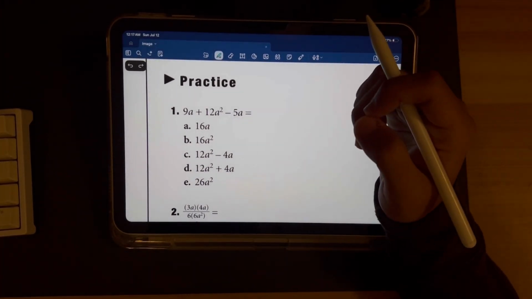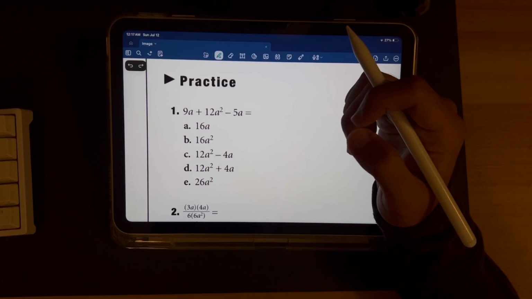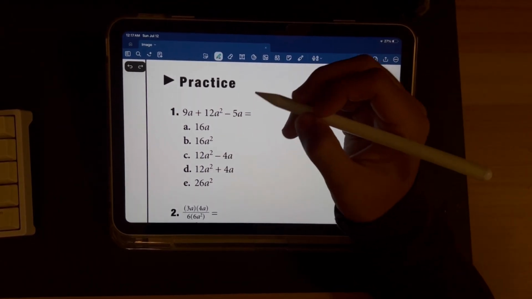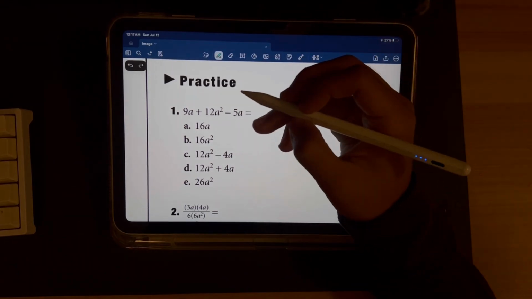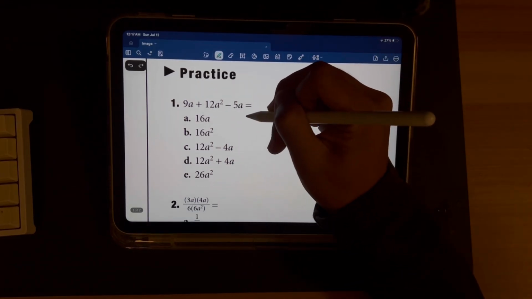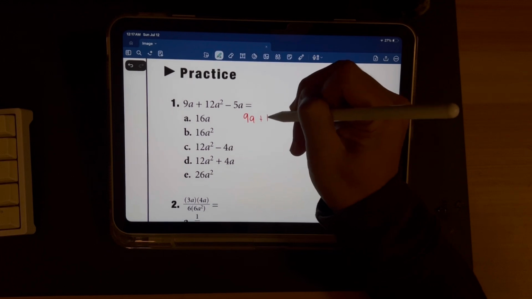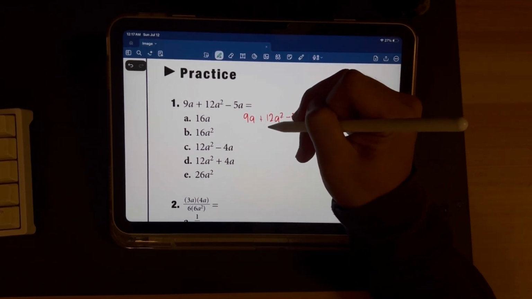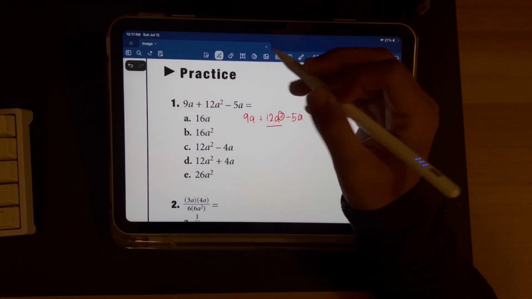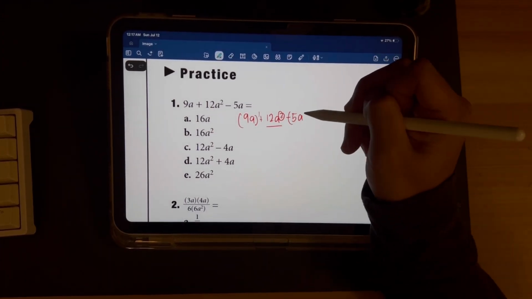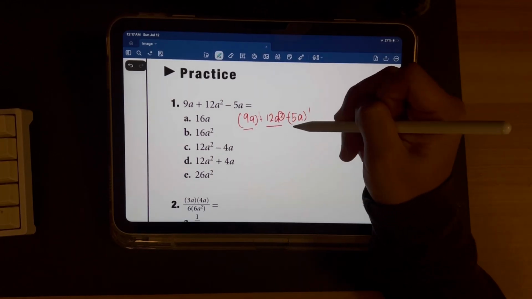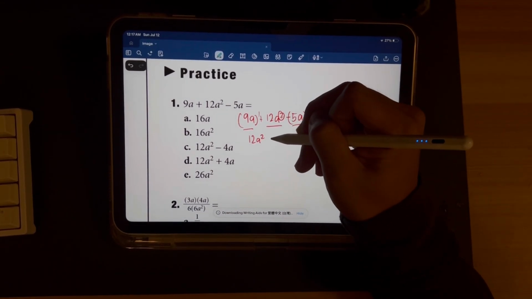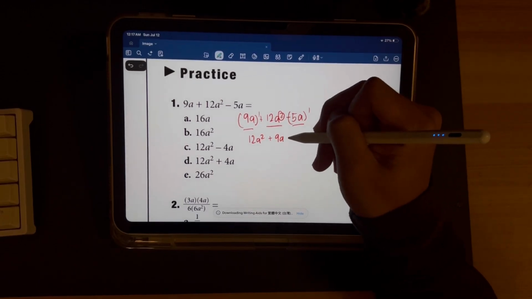For the first question, we are asked, what will be the final value of this expression? Now, what I will do here is that I will just combine the like terms. Since we have 9a plus 12a squared minus 5a, notice that we have a value that is raised to 2, and we have two values that are raised to 1. Since these two values are alike, we will simply rewrite the equation into 12a squared plus 9a minus 5a.